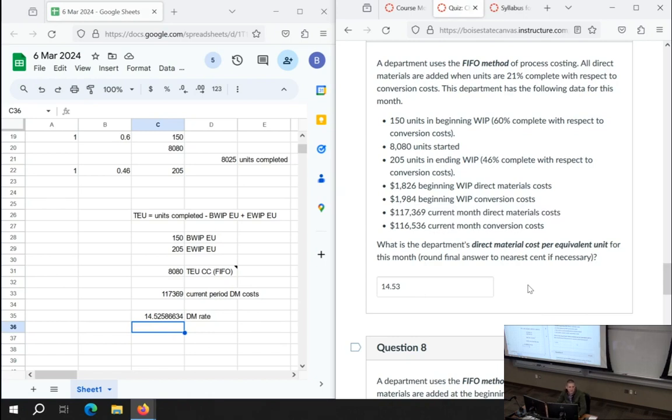With the modifications for FIFO, this is like the third week you're doing it. So I'm glad. If there aren't questions, that's okay.